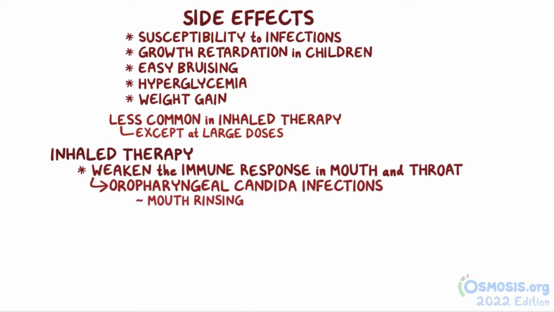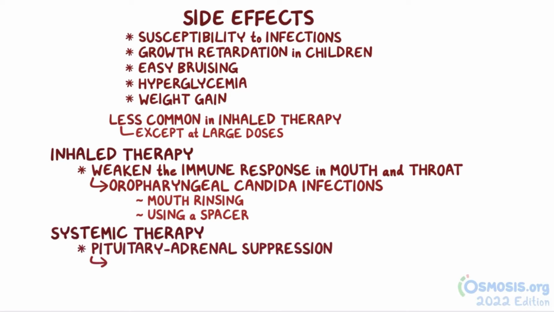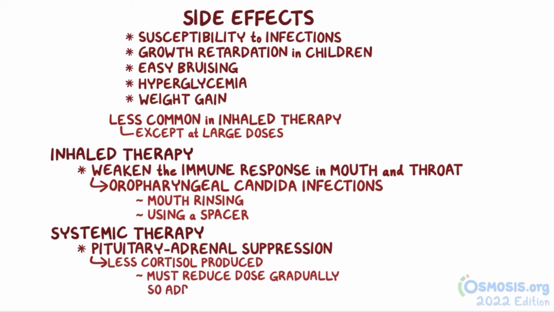Mouth rinsing after using the medication, or using a spacer, a device that allows the medication to enter the back of the throat slowly, so most of it goes to the lungs, can be used to prevent this complication. Systemic therapy could cause pituitary adrenal suppression, where less cortisol is produced. So when it's time to stop treatment, it's important to reduce the dose gradually to give the adrenal gland time to ramp up cortisol production.